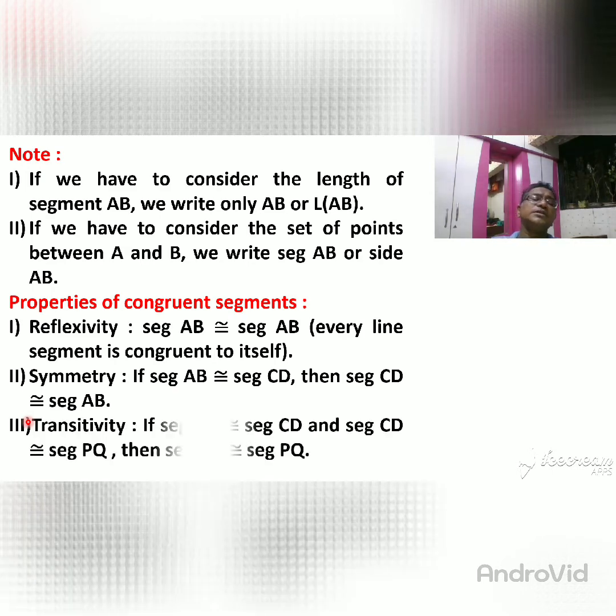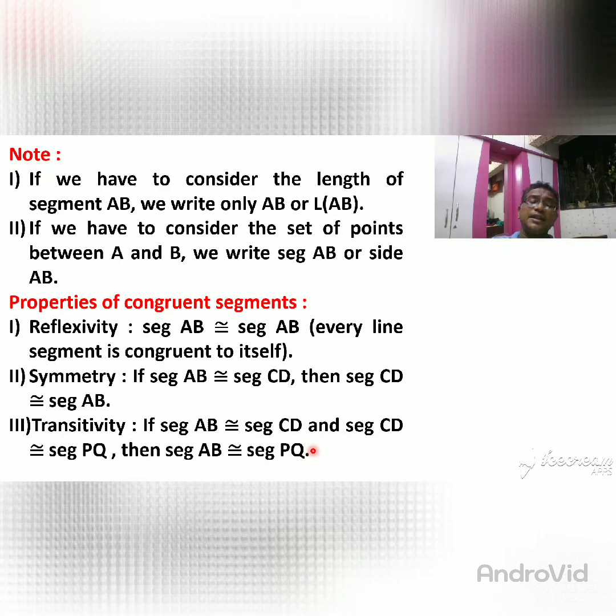Then we can see the last property, that is transitivity, which means transferring from one to another. Segment AB is congruent with segment CD, and segment CD is congruent with segment PQ. So segment AB is congruent with segment PQ.